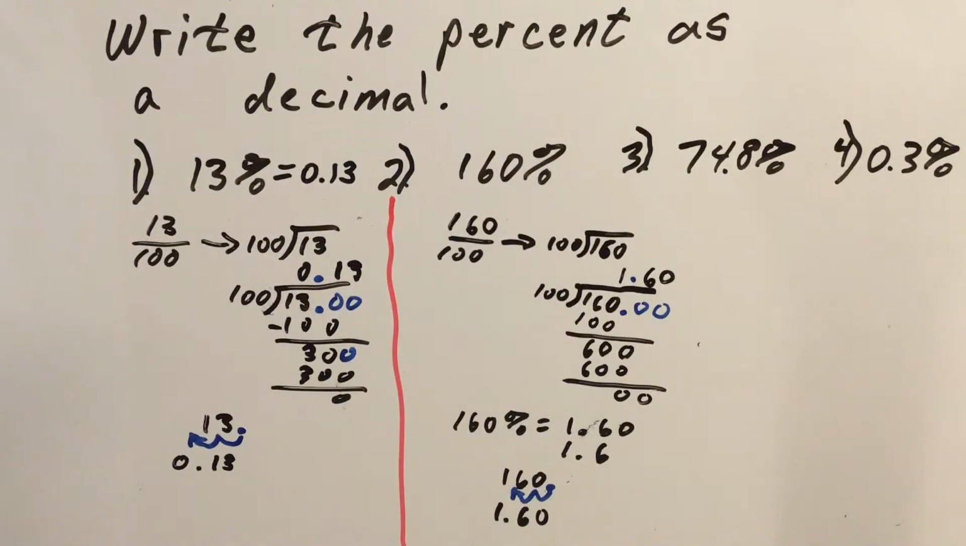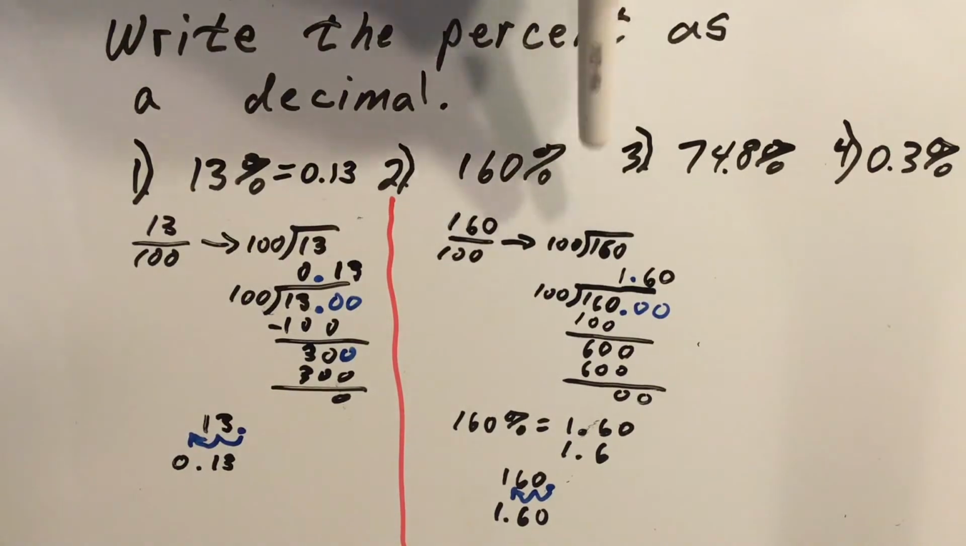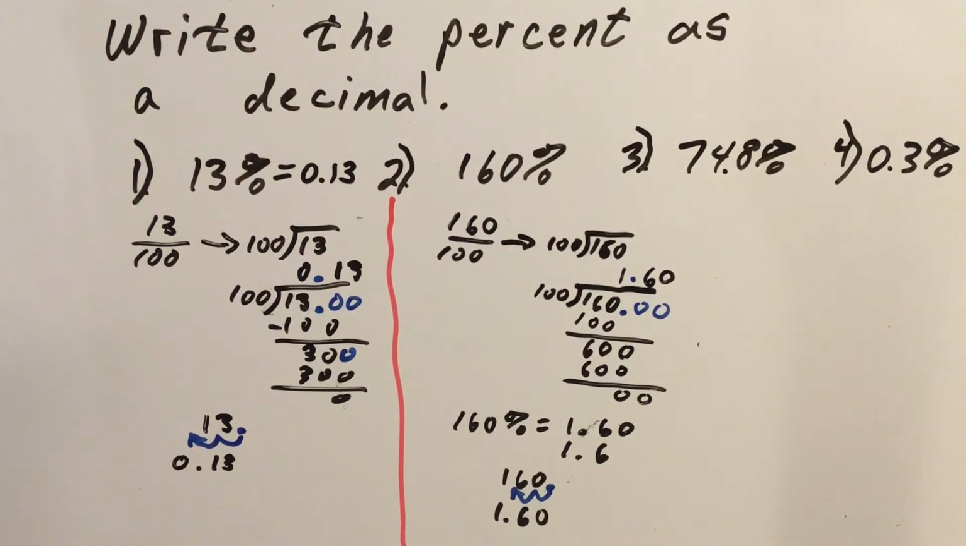All right, here's number 2. 160% turned into a decimal. And again, I wrote it as a fraction, and I read the fraction 160 divided by 100. So here's my division problem, and I know it's a little bit sketchy, but there is a 6 in there. And then I rewrite the problem using a decimal, right?